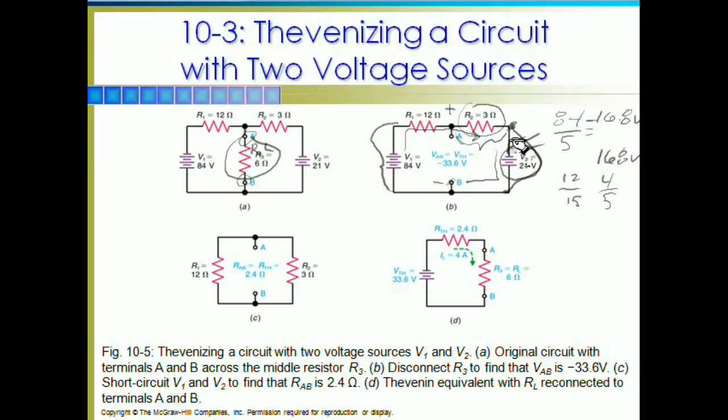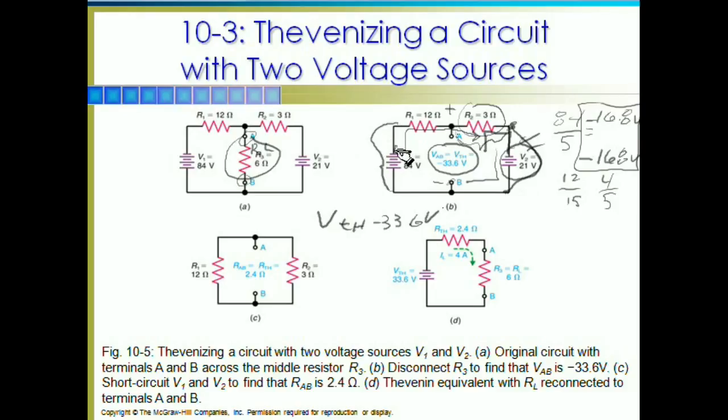And once again, current's going the same way, and I get to add these up. My Thevenin equivalent voltage is 34.6 volts, or pardon me, 33.6 volts, which actually it says so right there. So that's how we get our Thevenin equivalent with multiple sources.